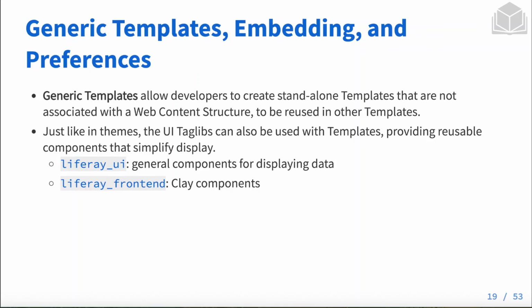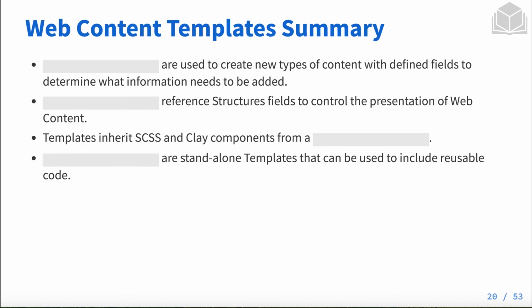So it gives us the kind of modularity that we've seen in Module 2 when we were working with themes. You're able to break out the different kinds of design elements you want in different templates and then include them into the web content template that you're working with that's attached to a structure. So this brings us to the summary for this section. So you can go ahead and pause the video here if you want to think about what you would place in these blanks, and then we can work through the summary together.